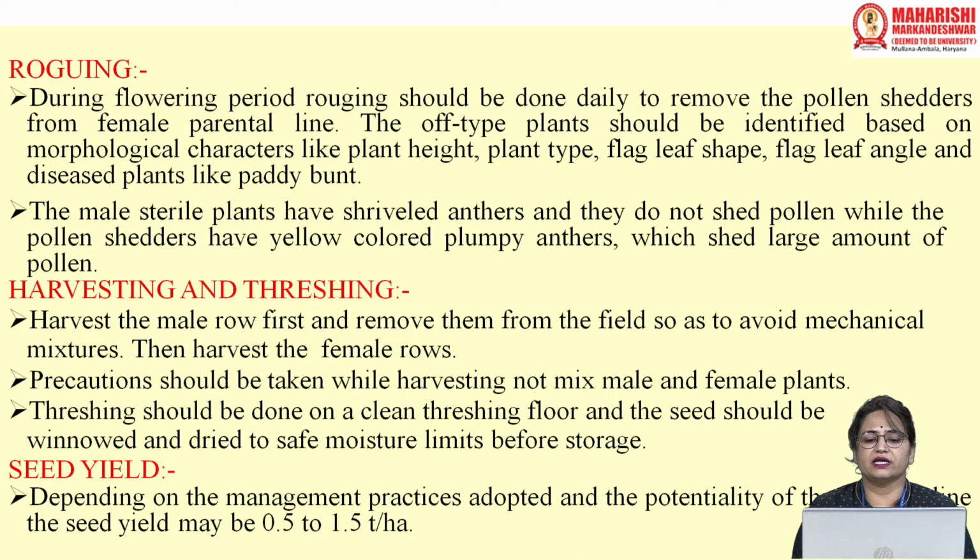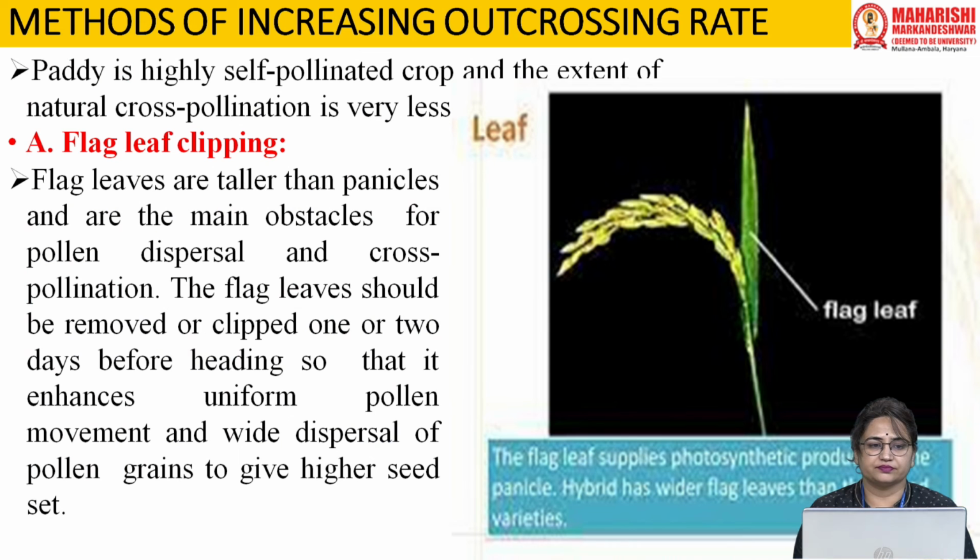Threshing should be done on clean threshing floors, and the seed should be winnowed and dried to a safe moisture limit before storage. Yes, before storage you keep the safe moisture content, so that there will be no contamination after storage. Then regarding yield, depending on the management practices adopted and the potentiality of your parental lines, the seed yield may be 0.5 to 1.5 tonnes per hectare.